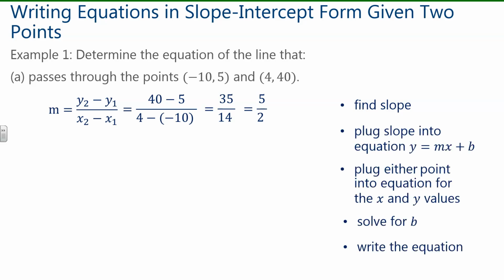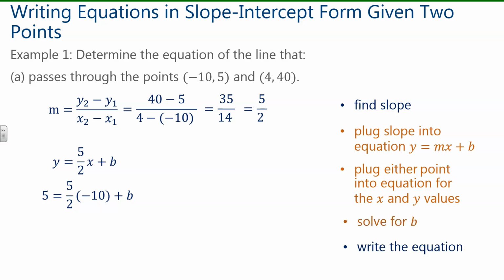So now we're going to follow the same steps we had in the previous video when we were given a slope and a point. Because now that we have a slope and we have several points, it's the same process. So you can go ahead now and plug your slope into the equation, y equals mx plus b. Then we can plug either point into the equation for the x and y values. So in the previous video, we were just given 1 point, but now we're given 2. So you can pick negative 10, 5 or 4, 40 to plug in for x and y. It doesn't matter. So I'm going to choose the first one. I'll replace y with 5 and x with negative 10.